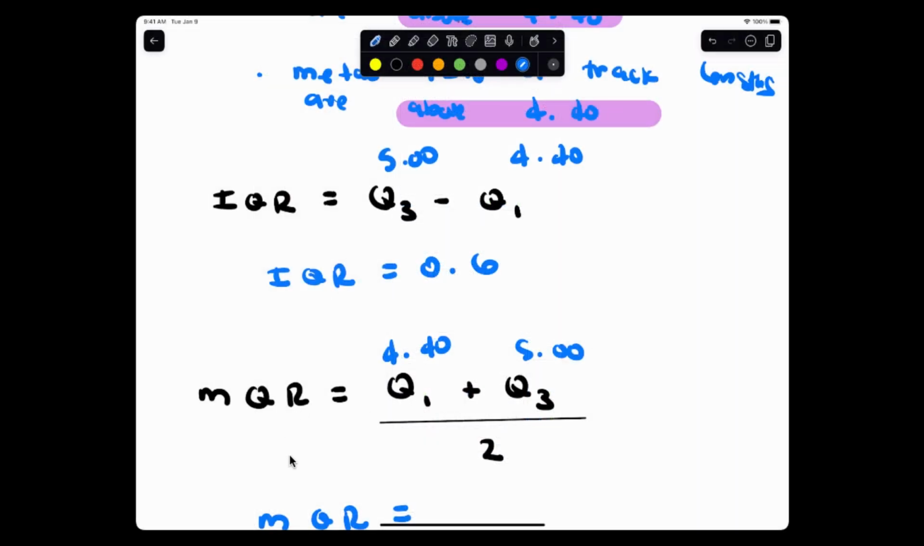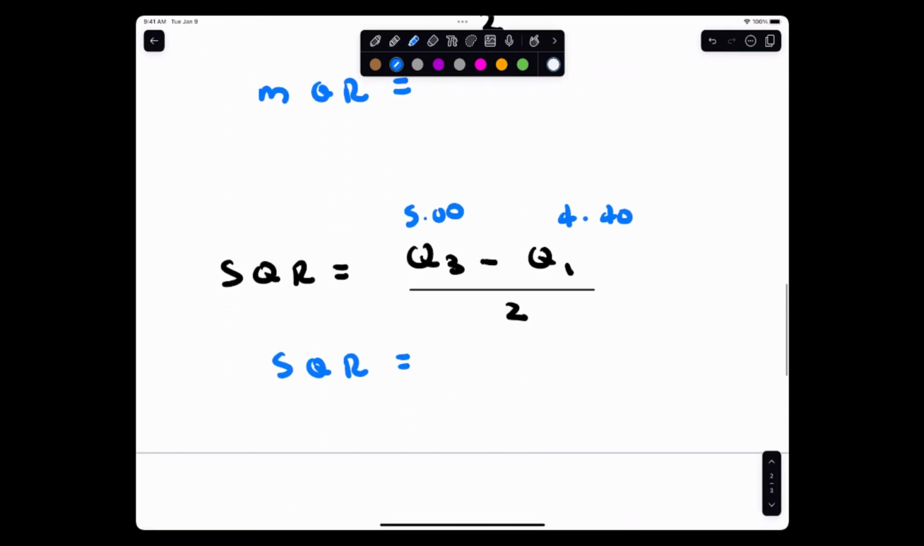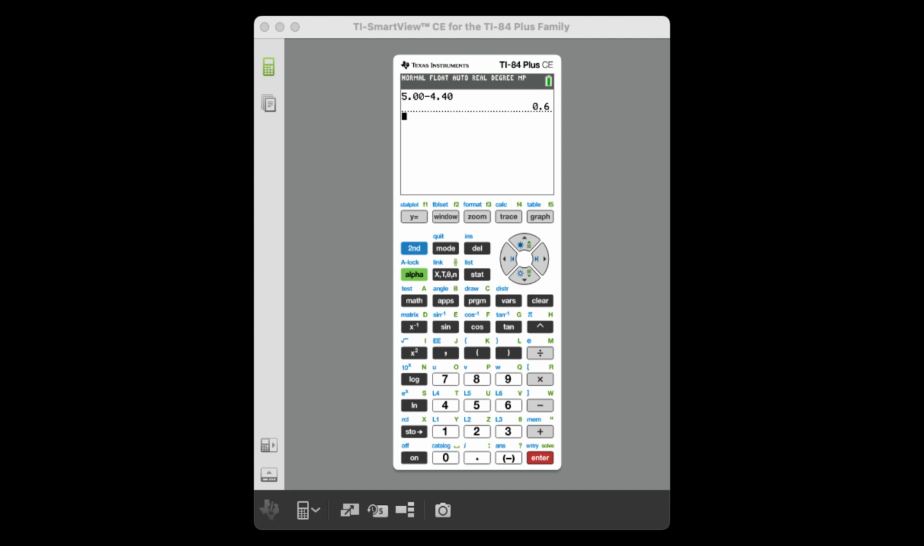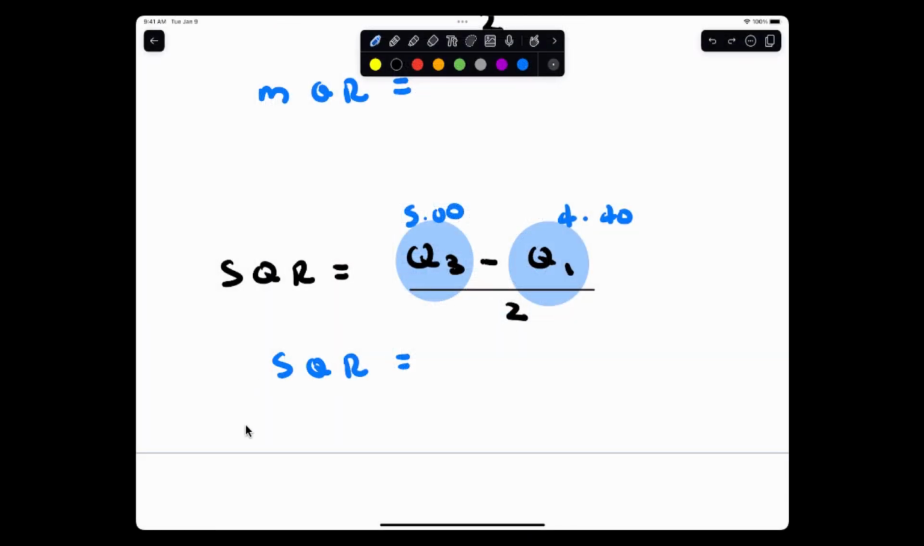The interquartile range is 0.6. Q3 minus Q1. And then I'm going to go back down here. Now the semi-quartile range is Q3 minus Q1 divided by 2. So I can take the prior answer and divide by 2. 0.3. So, ladies and gentlemen, you guys can do that. The semi-quartile what? Range.